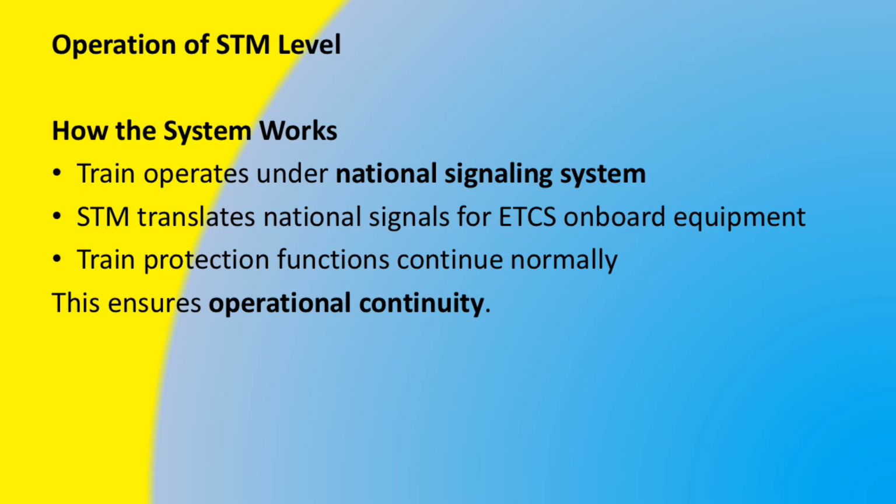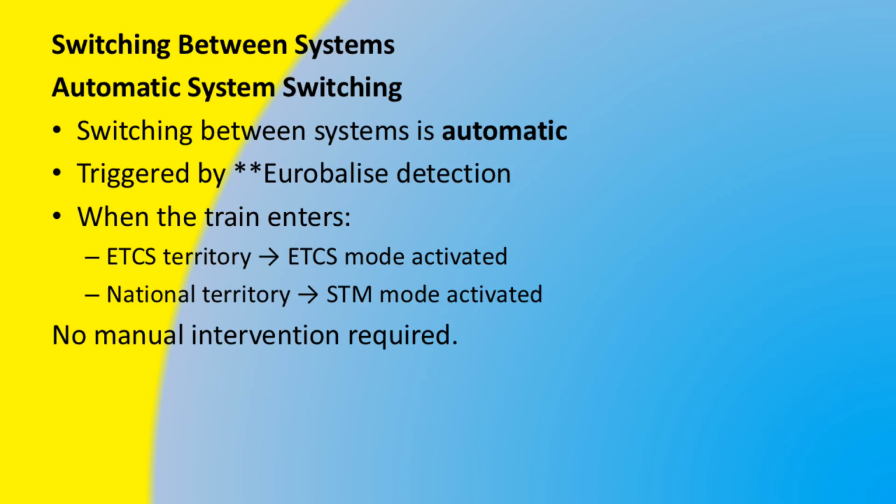Operation of STM level. Now we will see how the STM system operates. When a train is running in an area where only the national protection system is installed, the STM module becomes active. It interprets the signals from the national system and provides the required train protection function. From the driver's point of view, the operation continues normally, and the train remains protected according to the national system rules. Thus, STM ensures operational continuity even when ETCS infrastructure is not present.